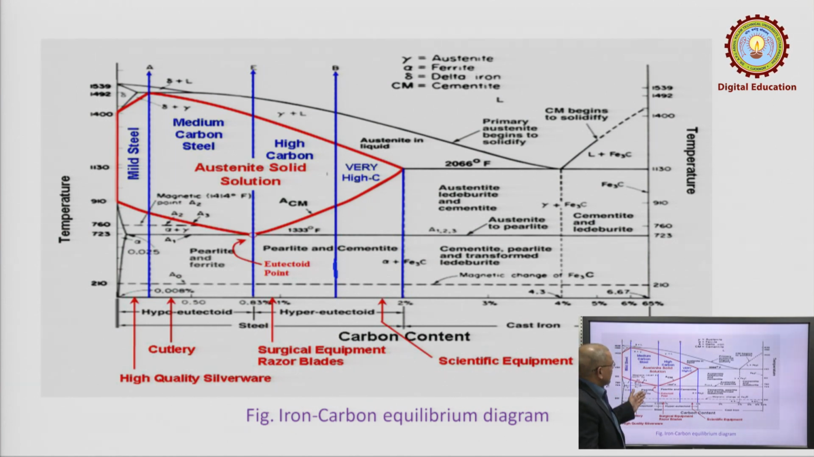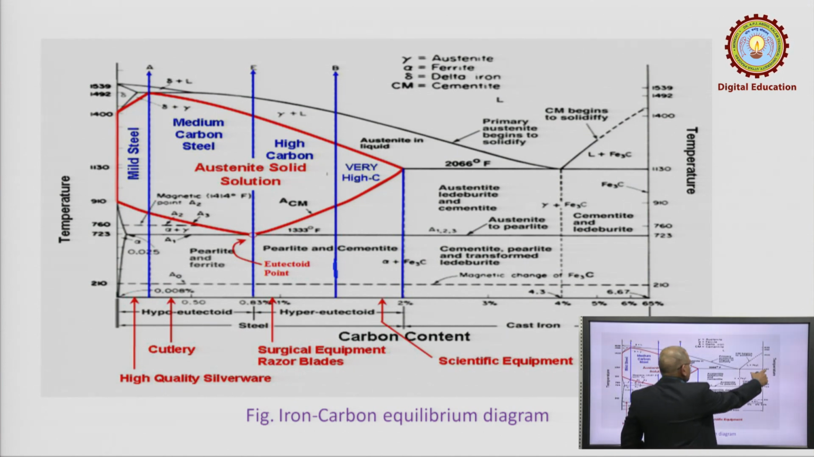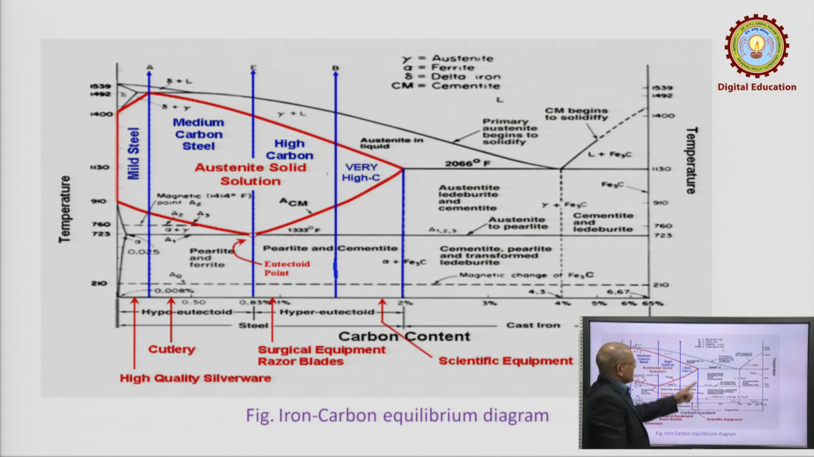So, we have to remember on this iron carbon diagram where is the liquid phase of the material, what is the melting point, and what are the various important points which are to be remembered. This is the point corresponding to the eutectic point. This temperature is 1130 degree centigrade. The first point is 723, the next point is 910 degree centigrade.